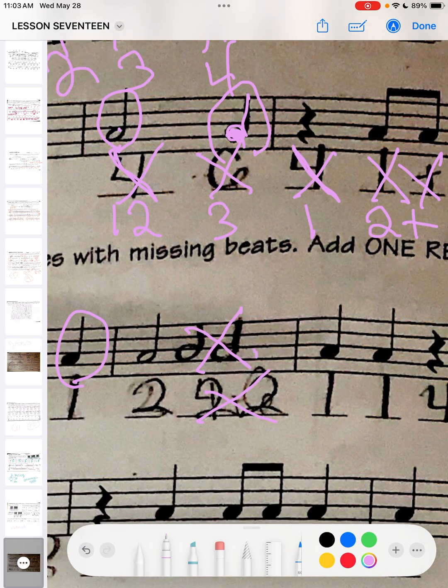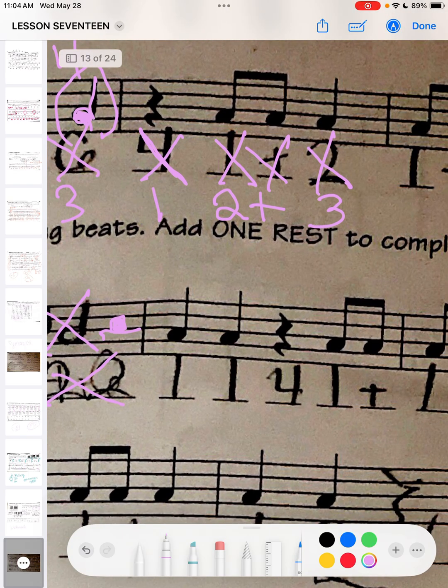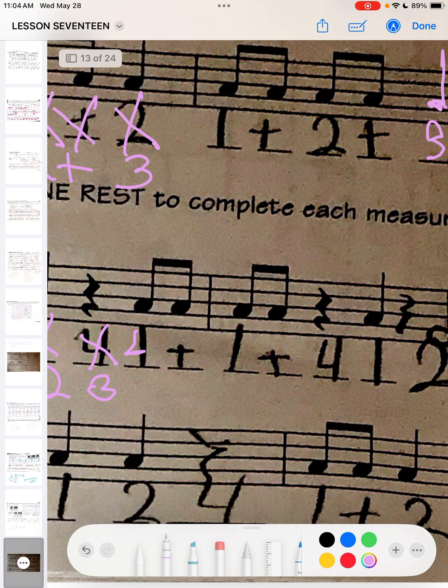So this is going to be add a rest. Oh, no. So there's 1. That's not 1 over here. It's 2. This is supposed to be 3. This is supposed to be 4. And that one was right. This one wasn't. That's 2. That's 3.